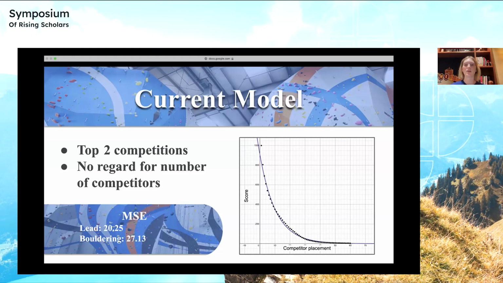So the current model, as you can see in the graph, only has one curve. All the other models I'm going to talk about are going to have multiple curves. Each curve represents the number of competitors. So in this one, the number of competitors isn't even a variable. Coming in first out of 50 is the same as coming in first out of 1. It's 1,000 points no matter what.